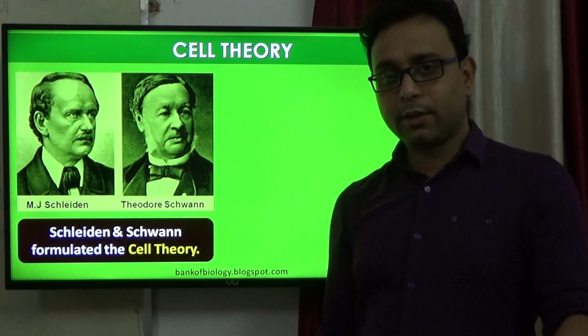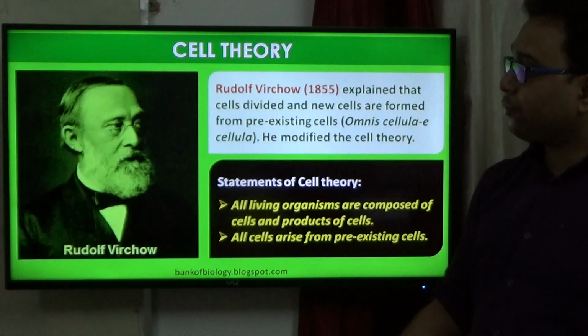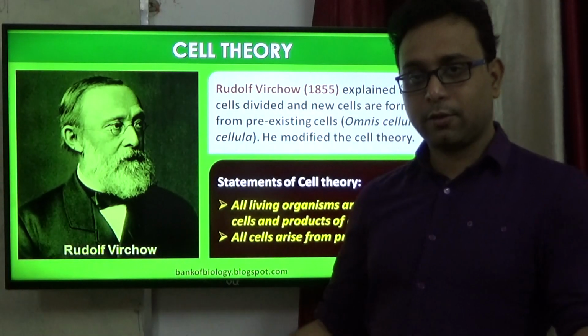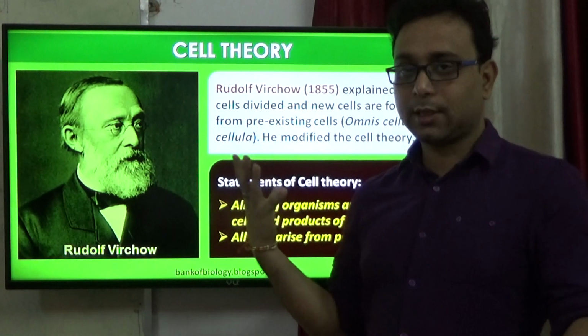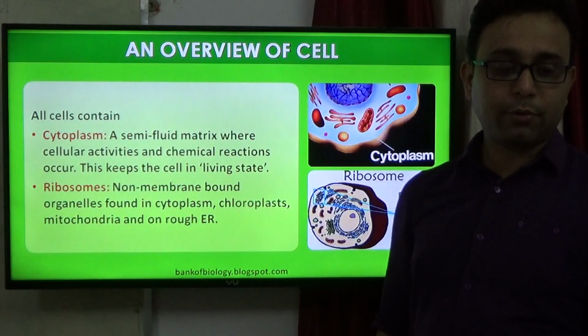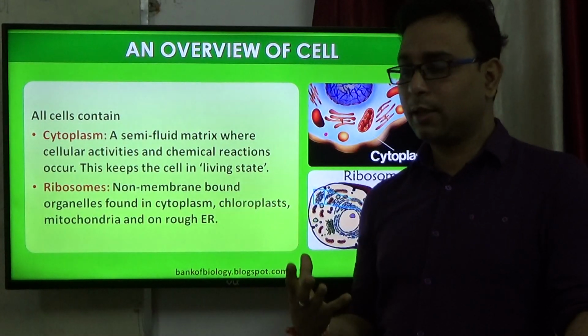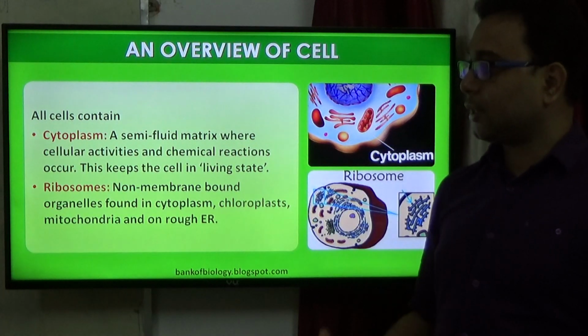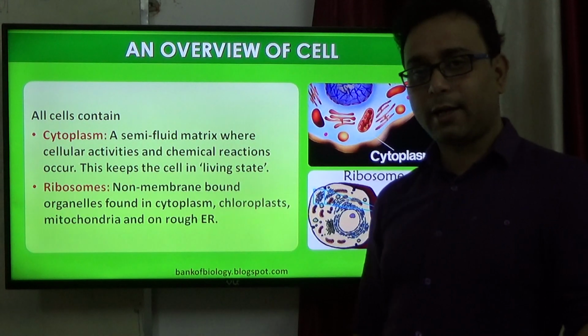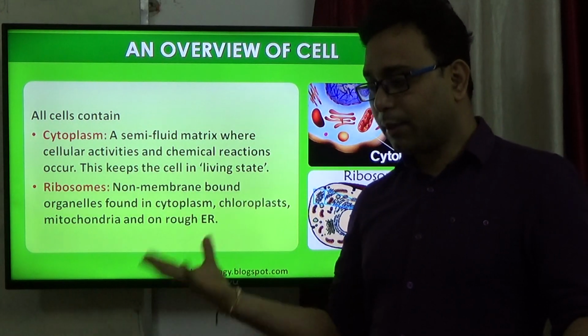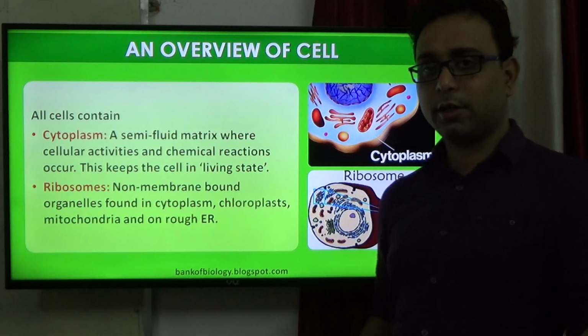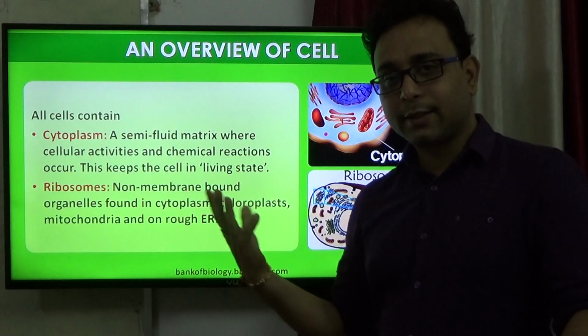Stated as one given theory, and after that Rudolf Virchow ultimately modified this theory, right? So this is the cell theory. Next we discussed the overview of the structure of the cell. You know that all cells contain cytoplasm and ribosome, which is applicable in both prokaryotes and eukaryotes, and in both plant and animal cells.